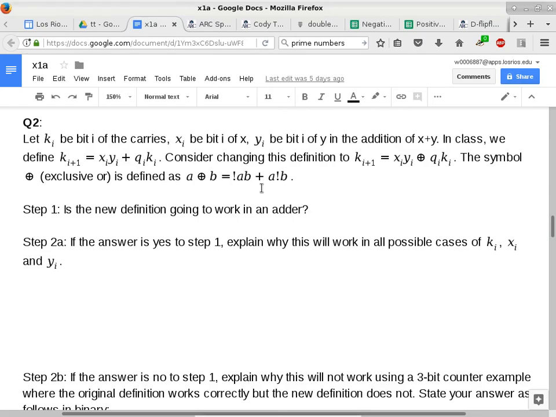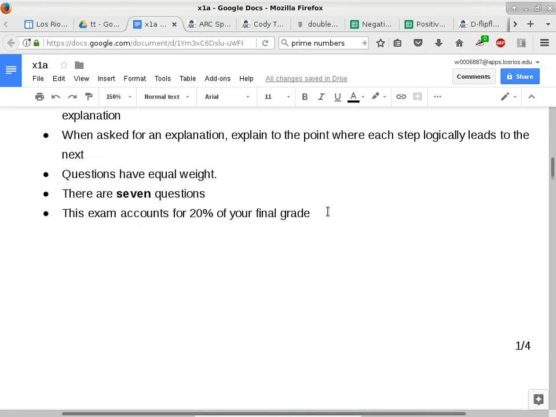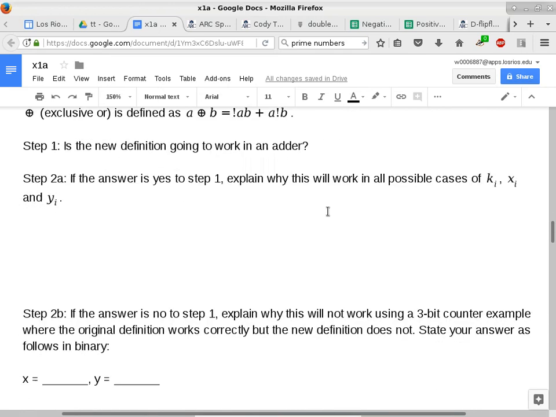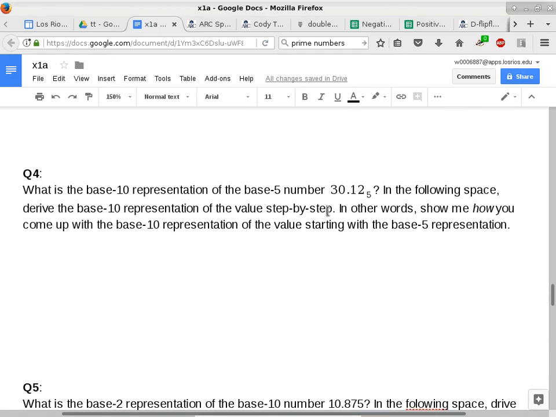All right, so I've jumped around a little bit, but questions 1, 2, 3 are done at this point. And I just clicked on the wrong key. 1, 2, 3 is done. Number 4. Okay, number 4 is really just a matter of figuring out the value of the number. So I'm going to write it down here. 30.12.